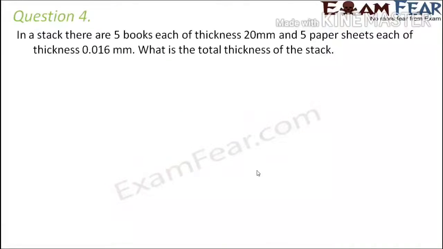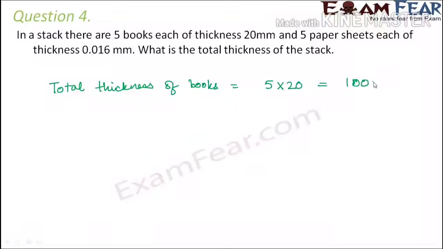Question number 4. In a stack, there are 5 books, each of thickness 20 mm and 5 paper sheets, each of thickness 0.016 mm. What is the total thickness of the stack? So the total thickness of the stack would be equal to total thickness of the books plus total thickness of the sheets. So let us first calculate total thickness of the books. How many books do we have? We have 5 books and thickness of each book is 20 mm. So 5 into 20 is 100. So 100 mm is the total thickness of the books.